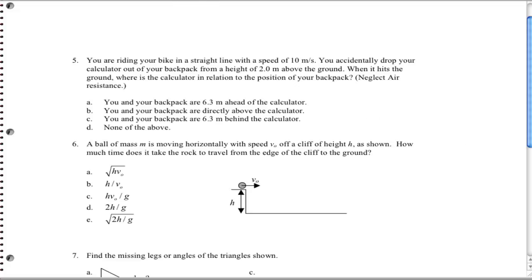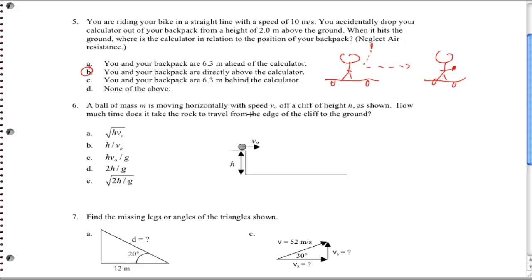This is just like that skateboard problem we did. We had a skater on a skateboard, and they threw something up into the air, and actually what ended up happening was the object landed back in their hand. So when they throw something up in the air, it goes up and lands back in their hand. So in other words, you and the backpack are directly above the calculator, and that's something we did before.